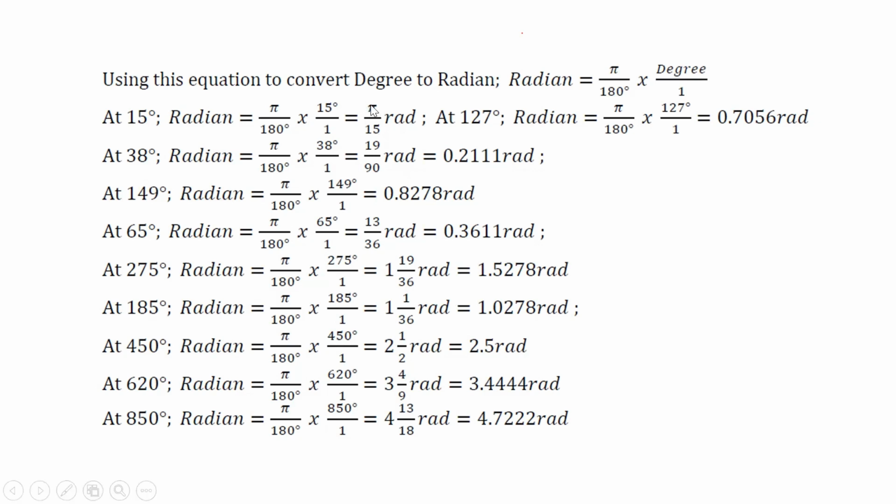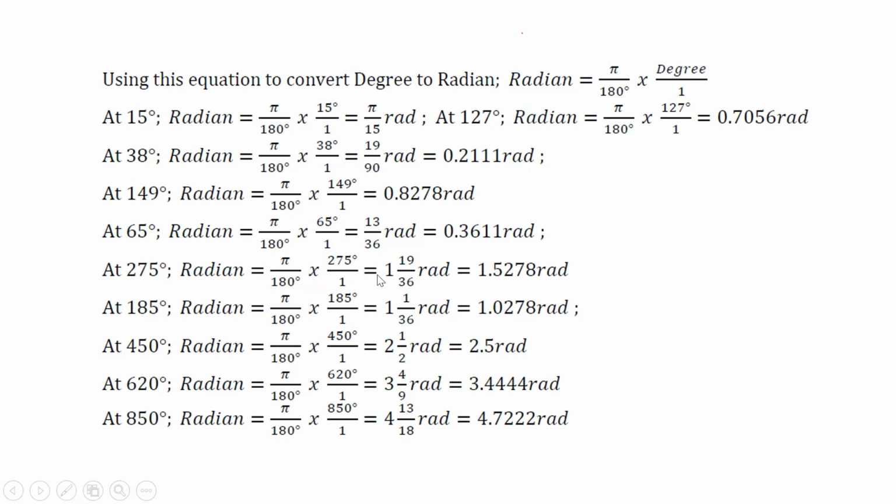You can further simplify this by converting pi, which is 3.142 or 3.143, as the case may be. 3.143 divided by 15, you just write it. But I'm leaving it mostly as a fraction. So we have 38 degrees giving us 19 over 90 rad, or 0.2111 rad.